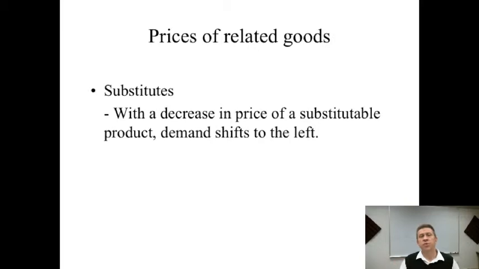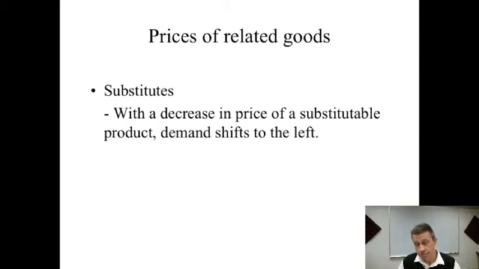Well, if a related good price changes and it's a substitute, if the price of the substitutable product decreases, say, demand shifts to the left. So this is a decrease in demand. With the decrease in the price of a substitutable product, demand shifts to the left.